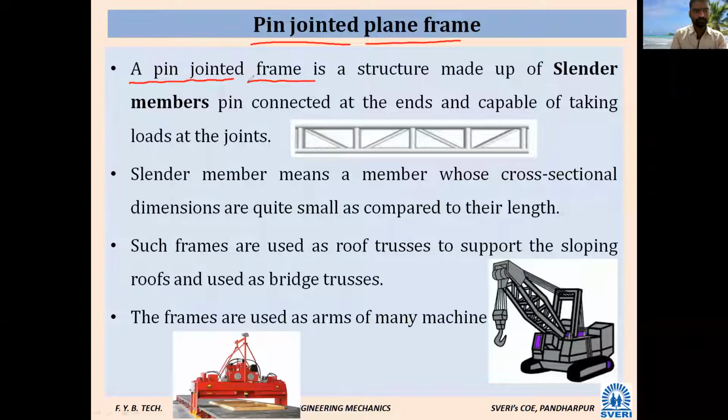A pin jointed frame is a structure made up of slender members pin connected at the ends and capable of taking loads at the joints.